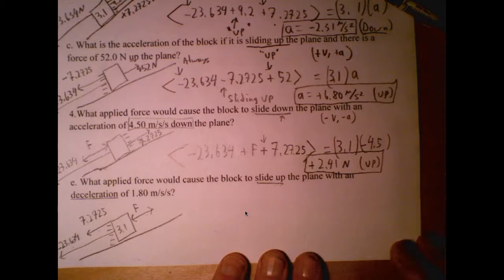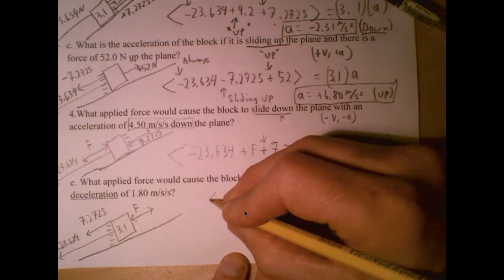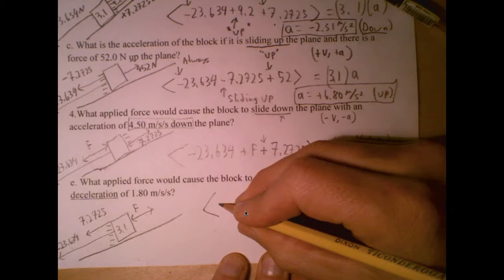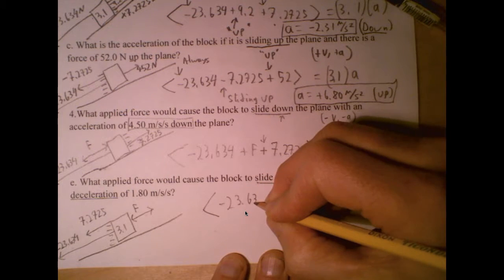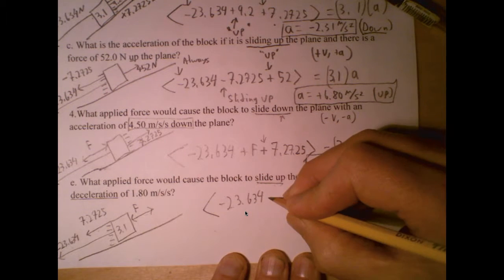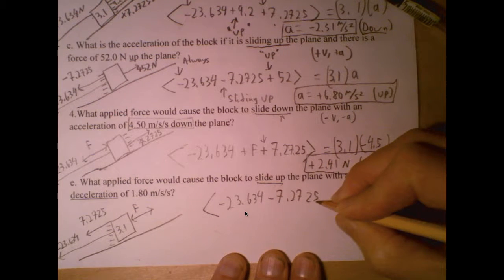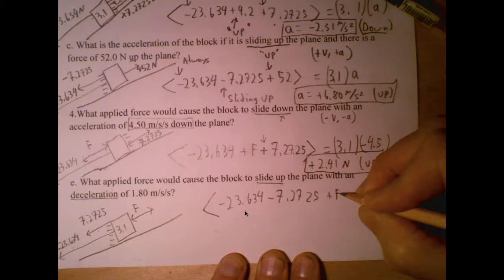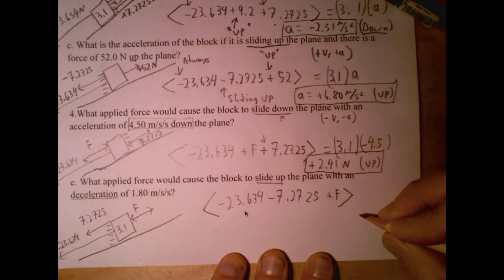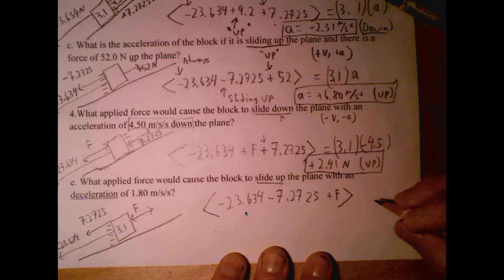Okay, so now we're set. Now we can set up our little expression. We've got minus 23.634 minus 7.2725 plus F. Okay, but now we're getting to the trickiest part of this. This is the most treacherous part of this thing, right?